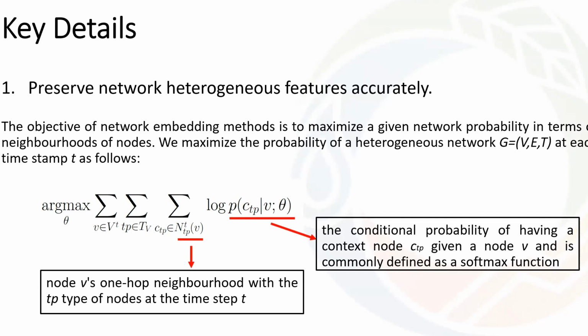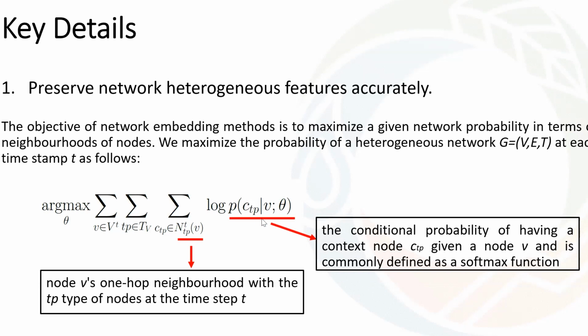So some key details of the developed algorithm is that, first, the algorithm preserves network heterogeneous features accurately. The common objective function of network embedding methods is to maximize a given network probability in terms of the neighborhood relationship of nodes. Given a heterogeneous network G, with all the nodes denoted as V, the edges denoted as E, and all the types denoted as T at each time step, we use this objective function to maximize the probability of the given network.